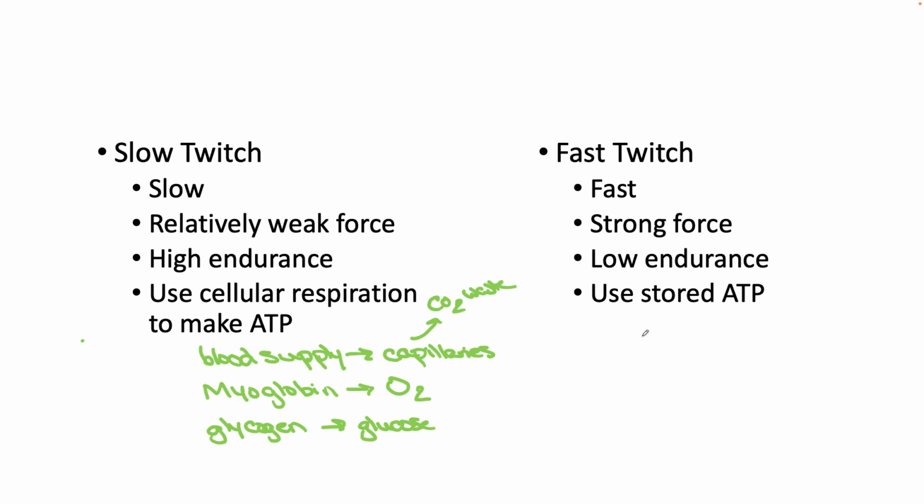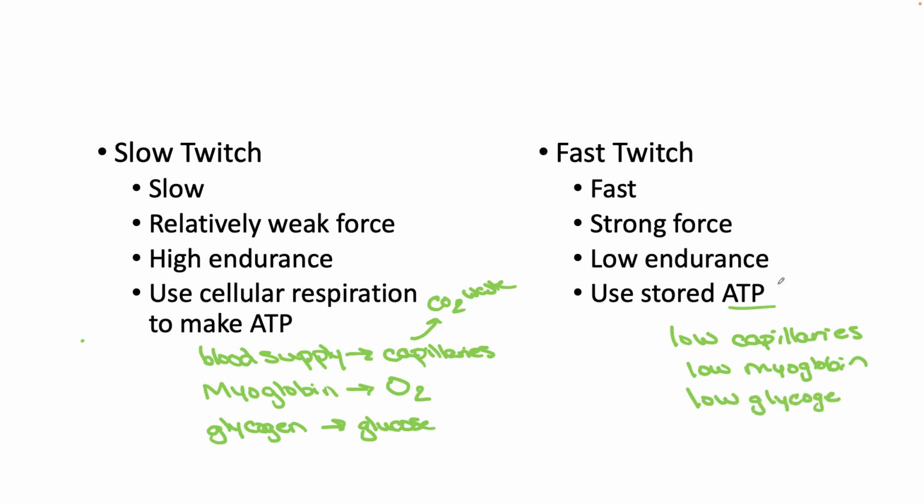Now, fast twitch muscles are quite different. They're going to use stored ATP. So what don't they need? They don't need a huge blood supply. So they're low in capillaries. They don't need a ton of oxygen, so they have low myoglobin. And they have low stored glycogen because, again, they don't really need it.